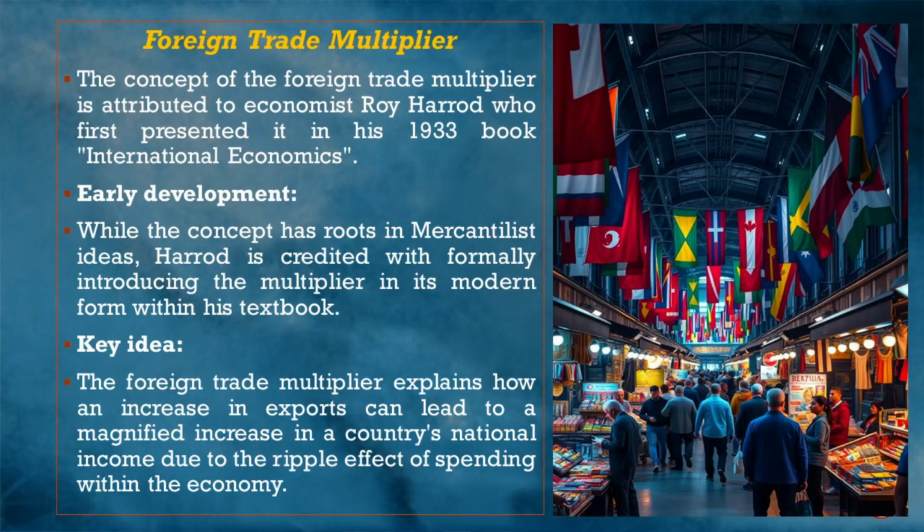So to begin with, foreign trade multiplier as a concept can be traced all the way back to, in fact, even before the Keynesian multiplier. It can be traced back to Roy Harrod, who presented it in his 1930 book International Economics. And if you look at what exactly this foreign trade multiplier means, its roots can be traced back to the mercantilist ideas.